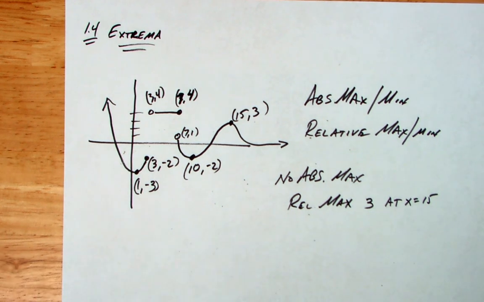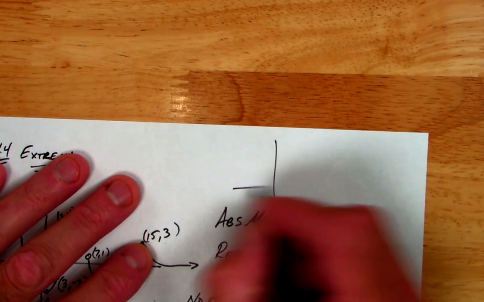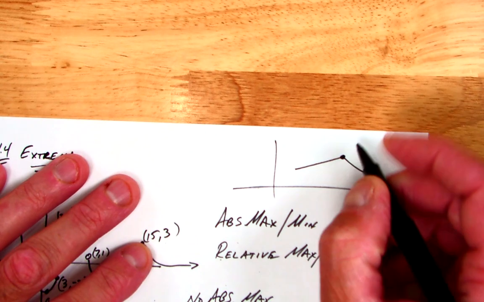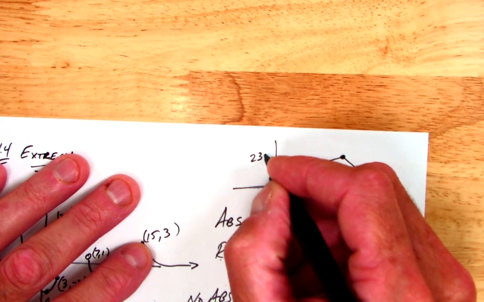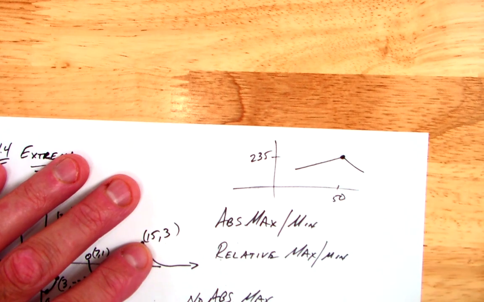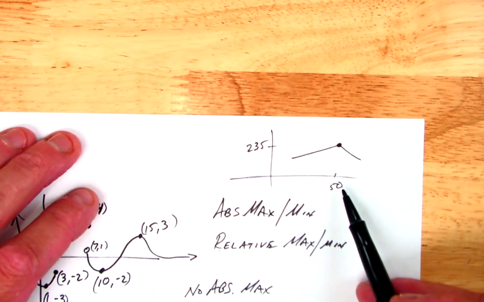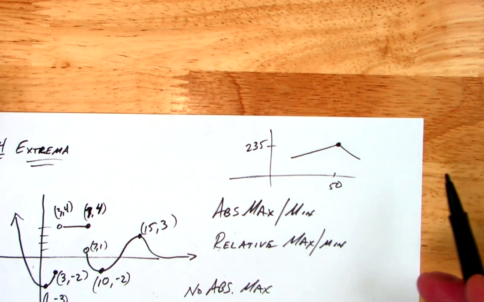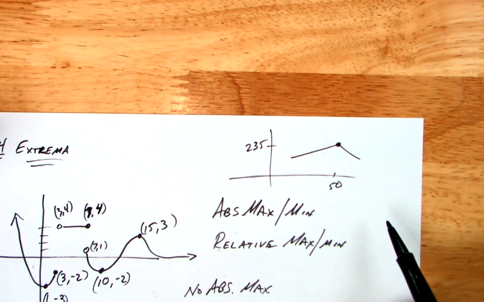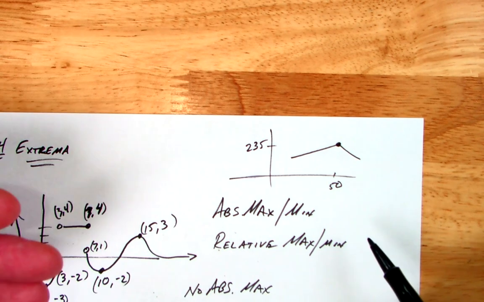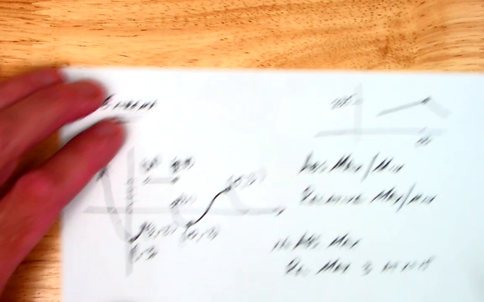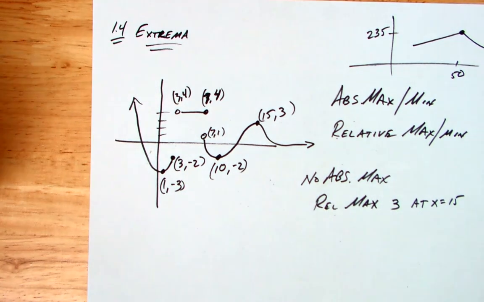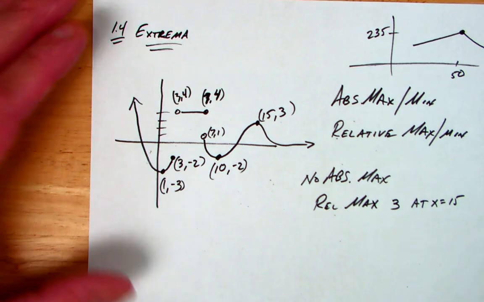For example, don't write this down, but if I would do a graph of my weight, let's say this is 235, 50. Okay? What was my absolute maximum weight? 235. At what age did it happen? 50. That's how we need to word it. Like down here, going back down here, my relative maximum was 3, and it happened when x is 15. So my heights are what I'm looking at.